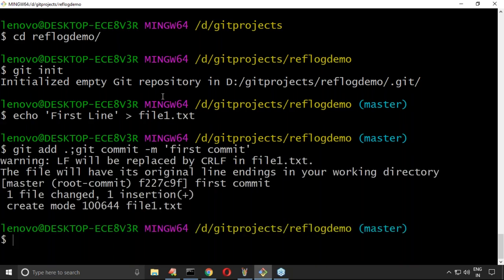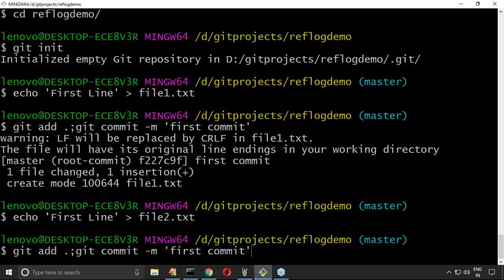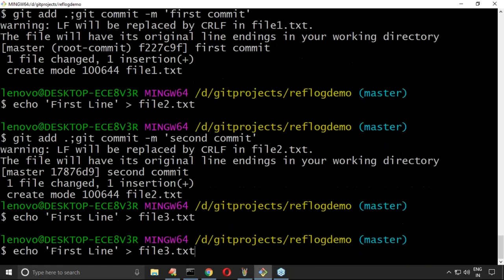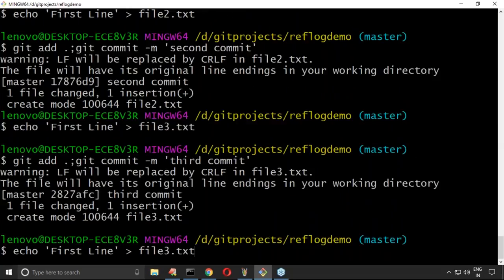Now, can I do multiple commits or not? Yes, just observe. This is the second commit. Now let me take file3.txt, and do the third commit. Like this, let me do one last one, file4.txt.